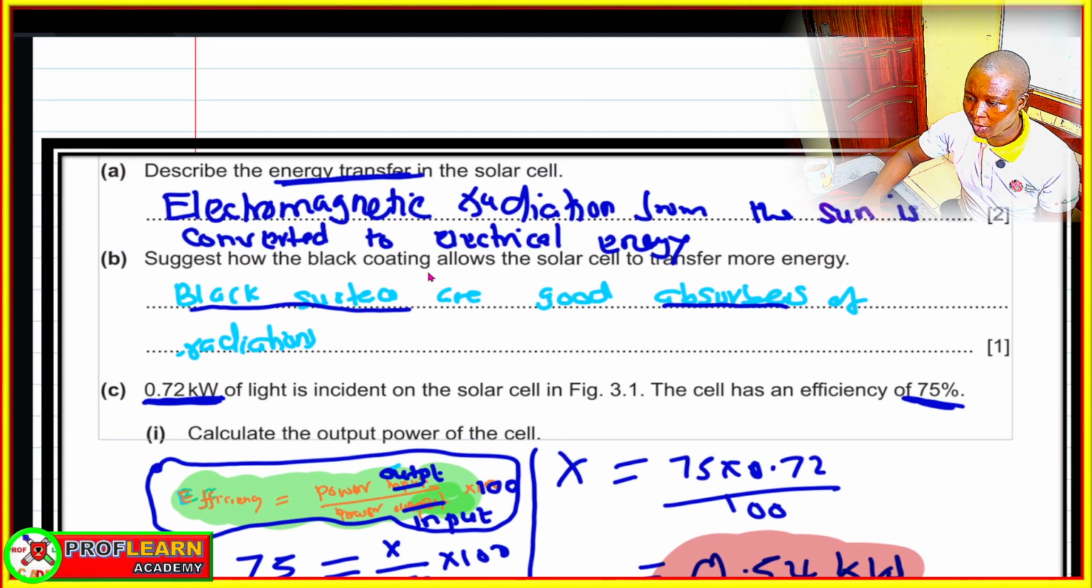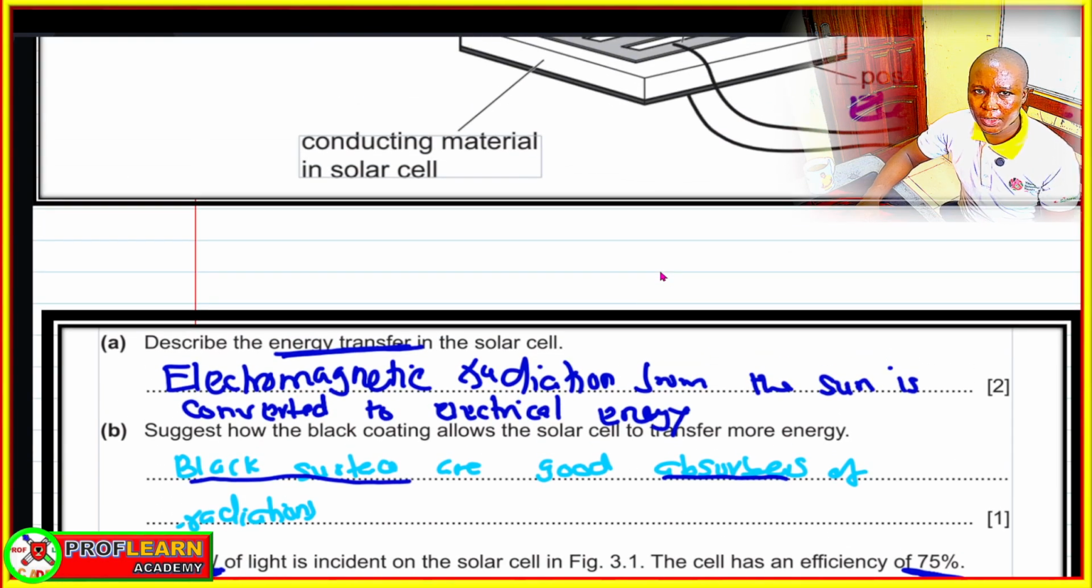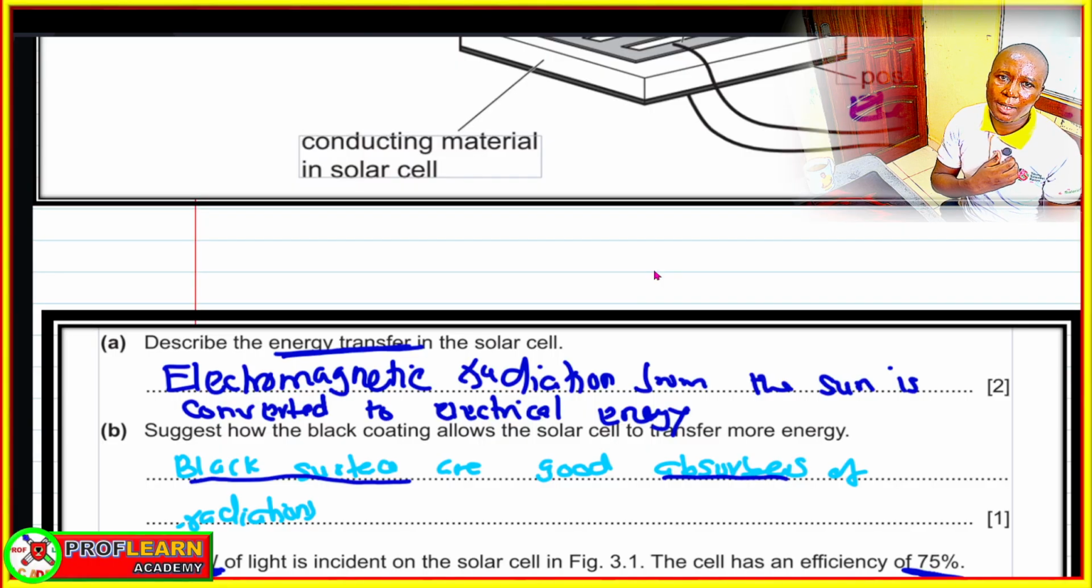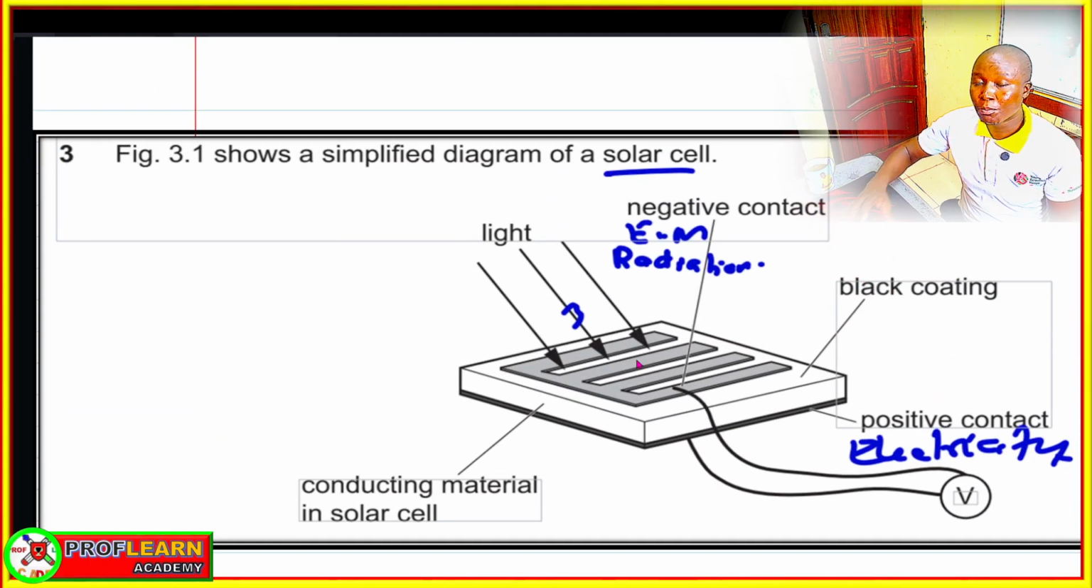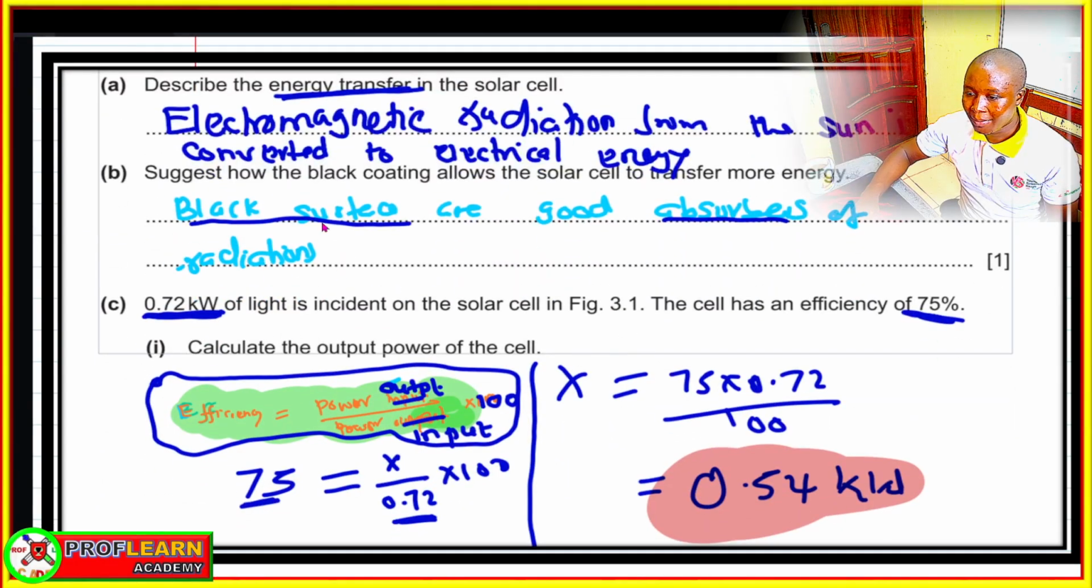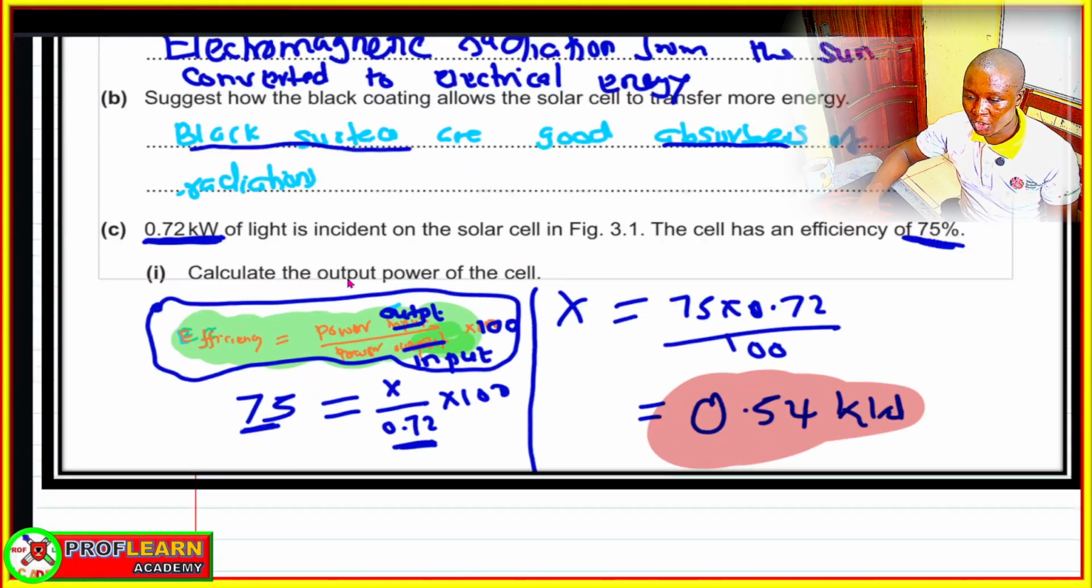Suggest how the black coating allowed the solar cell to transfer more energy. Something that candidates were being tested on here is whether they understand thermal energy, that black surfaces are good absorbers and white surfaces are good reflectors. So if a black surface is a good absorber, it means more radiation will be absorbed and then converted to electrical energy. So that is the purpose for this. Black surfaces are good absorbers of radiations.